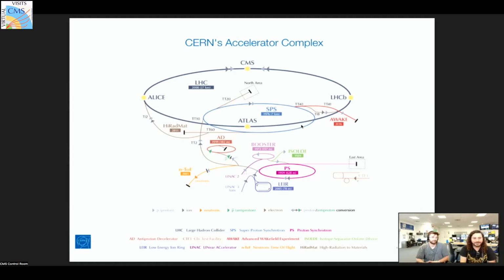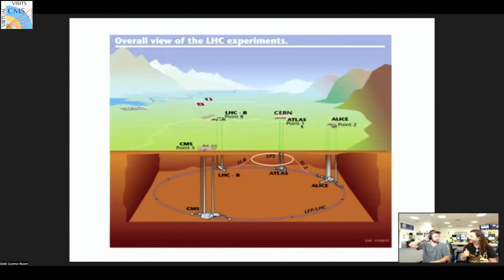So maybe let's keep going, and I think at some point Sonia will be ready. Yeah. So a view of the underground areas. I kind of want to start talking about CMS. I don't know if you want to mention anything. No. Yeah. CMS only.